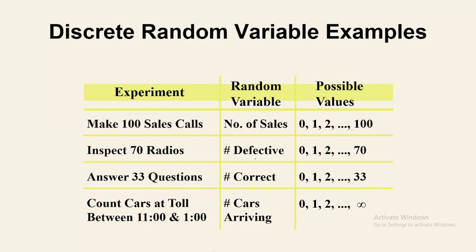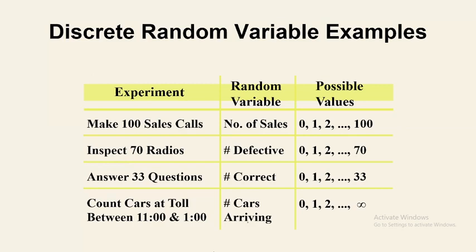Similarly, the other 3 examples are also discrete random variables, right? But look here: this is a finite number. This random variable has only finite numbers. Here 101 values, here 71 values, here 34 values are there. But in this case, we are counting the cars at a particular place between 11 and 1. Right? It is an imaginary example.